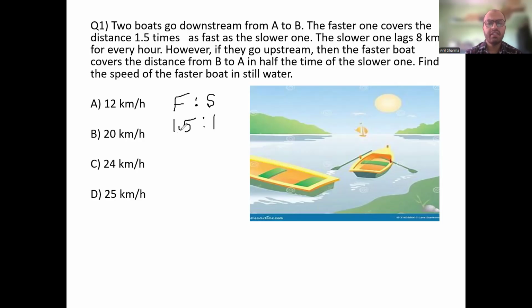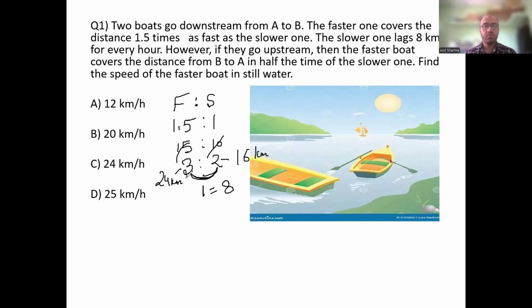So if you simplify this, I hope you know how to simplify that. Multiply by 10, that is 15 and 10, or you can say 5 2s are 10, 5 3s are 15, so 3 is to 2. Right? The slower one lags 8 kilometers. What is the difference in the both? That is 1. Lags means 8 kilometers. So 1 is equal to 8. What is 2? So this speed is 16 kilometer per hour. This speed is 24 kilometer per hour.